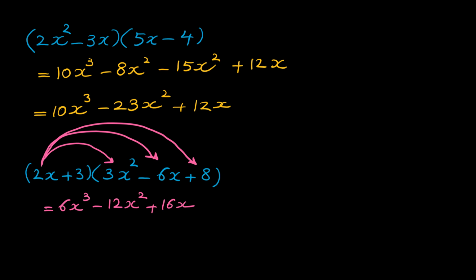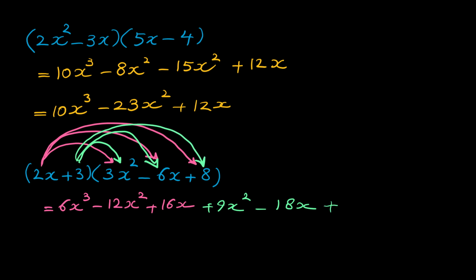Now we have to multiply 3 in the terms. 3 times 3x to the 2 is 9x to the 2. 3 times negative 6x is negative 18x. 3 times 8 is 24.